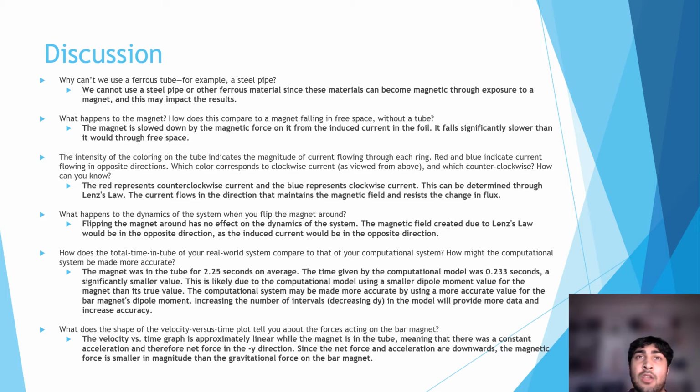Which color corresponds to which direction of current? How can you know? The red represents counterclockwise current and the blue represents clockwise current. This can be determined through Lenz's law. The current flows in the direction that maintains the magnetic field and resists the change in flux.